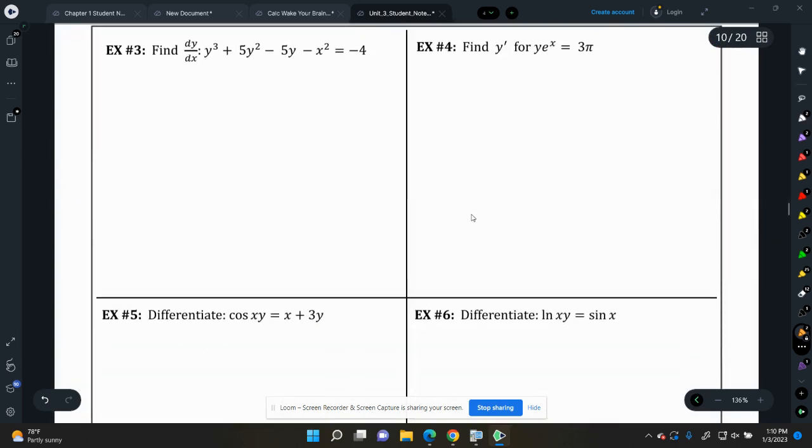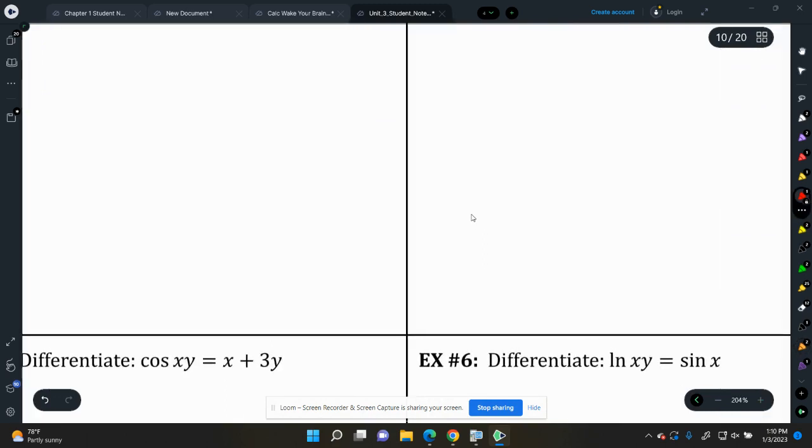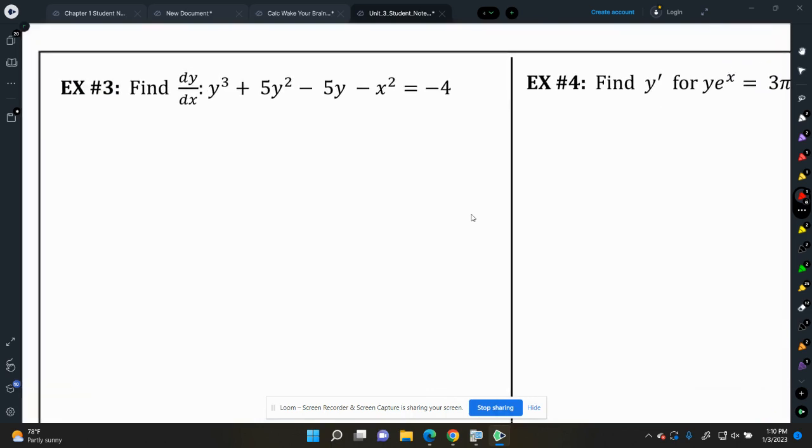Okay, let's look at number 3. We're asked to find dy dx again. But this is a really ugly looking equation, so we have to use implicit differentiation. Taking the derivative of y to the third, what do we get? 3y squared dy dx.